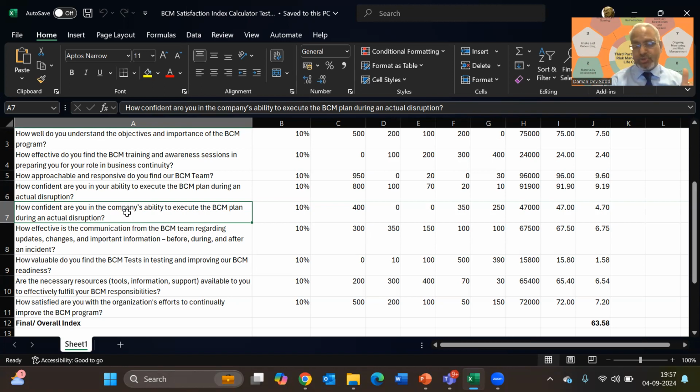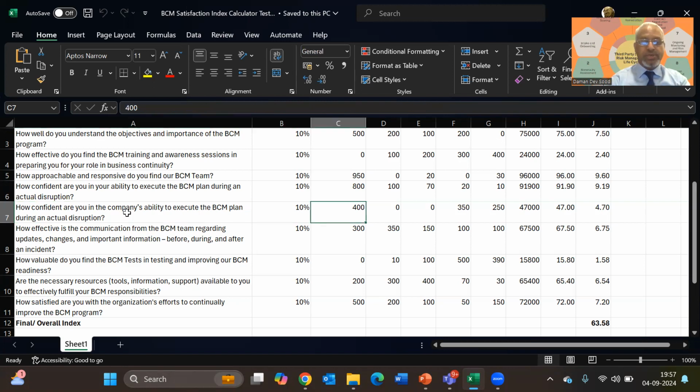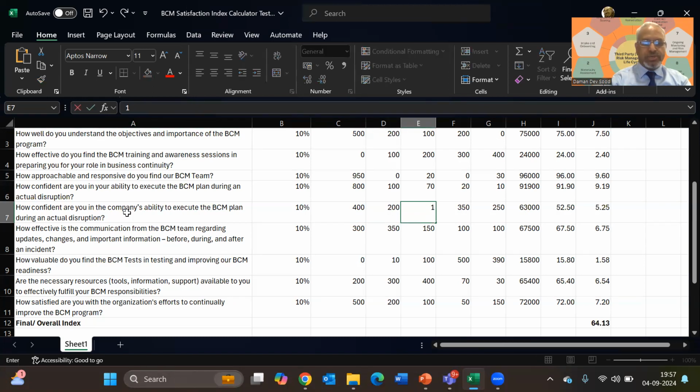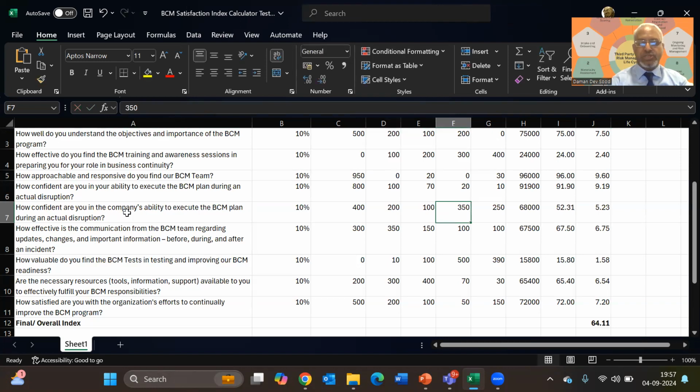Quickly, just to display how this will work, if we change these values. For this question, assume we say, no, actually we got 200 responses here as well, 100 responses here, which means some other response will have to change. If I make it 300, this becomes 1000. My index has gone up to 6.70. Similarly, the overall becomes 65.58. I'm doing this just to show the effect of the change.